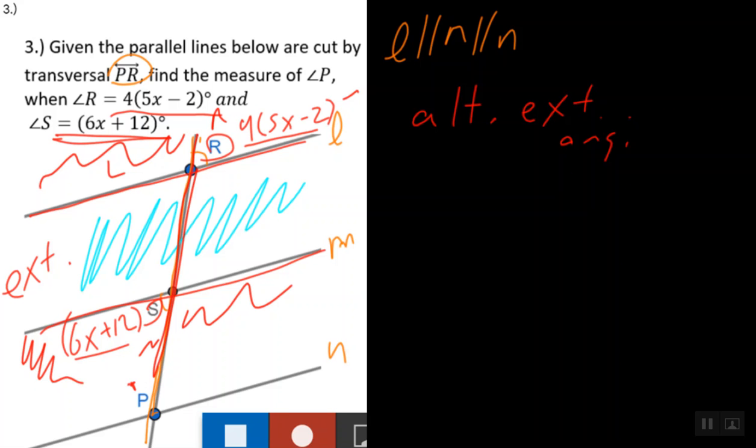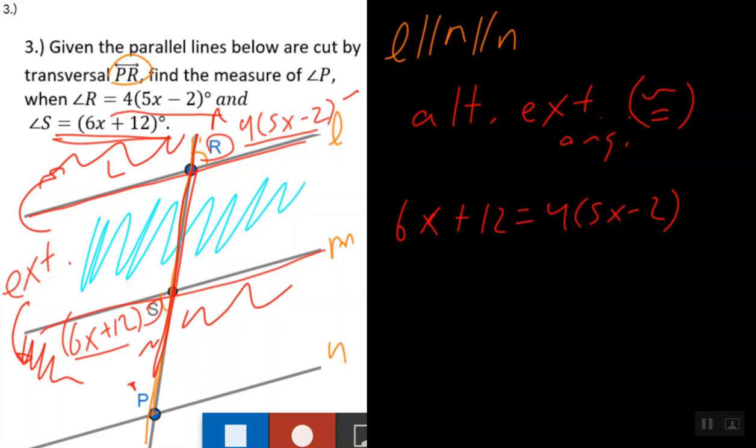Now what do we know about alternate exterior angles? Well, we know that they are congruent. So we can go ahead and set these things equal. We're saying that 6x plus 12 is equal to 4 parentheses 5x minus 2. Well, we can go ahead and distribute. And so we have 6x plus 12 is equal to 4 times 5x, or 20x, and 4 times negative 2, which would be negative 8.